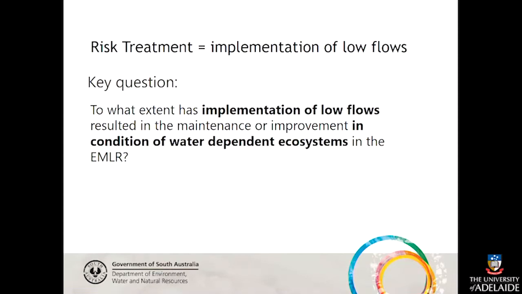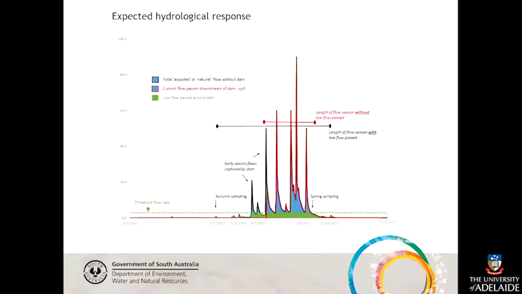The key question of the monitoring program for this is: to what extent has the implementation of low flows resulted in the maintenance or improvement in condition of water-dependent ecosystems in the eastern or western Mount Lofty ranges? This is a hydrograph, and this is our expected hydrological response. We're expecting that we will extend the flow season, thereby reducing the intermittency, so reducing the amount of time streams are dry. This is important, and also changing the timing of the first onset of flows. Those first onset flows are really important for cueing fish breeding and those types of processes, as well as maintaining the invertebrates that are the food source for those higher order creatures.